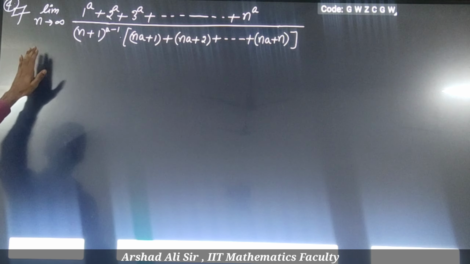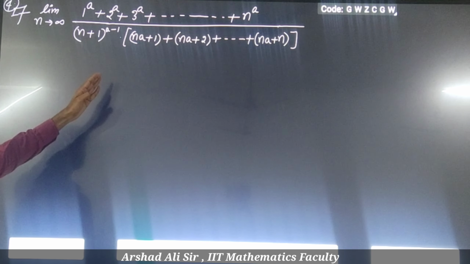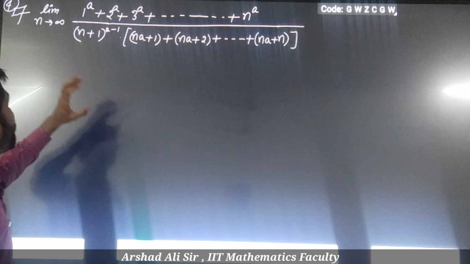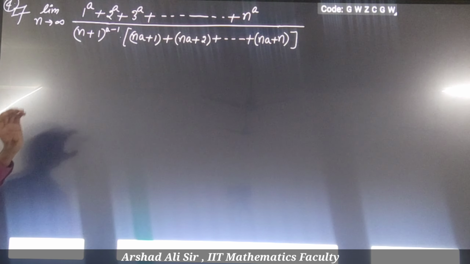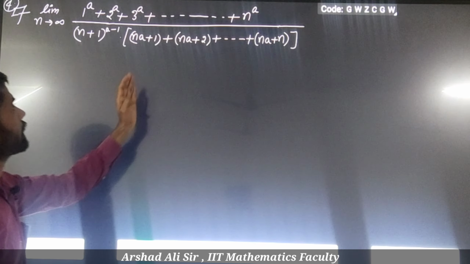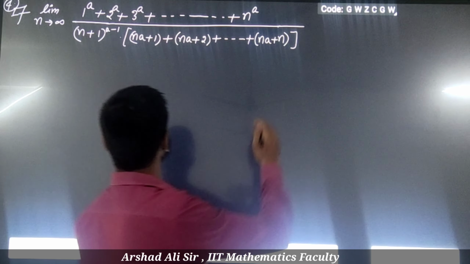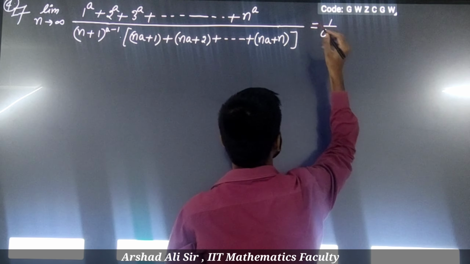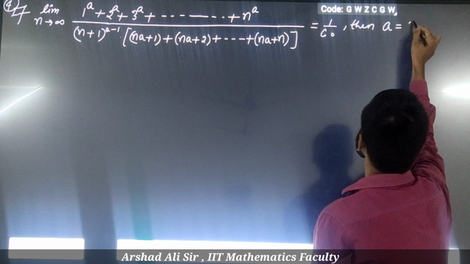If limit n tends to infinity, 1 to the power a plus 2 to the power a plus 3 to the power a plus up to n to the power a whole divided by (n plus 1) whole power a minus 1 into (na plus 1)(na plus 2) and so on up to (na plus n), and we have given it is equal to 1 by 60. Then we have to find value of a.